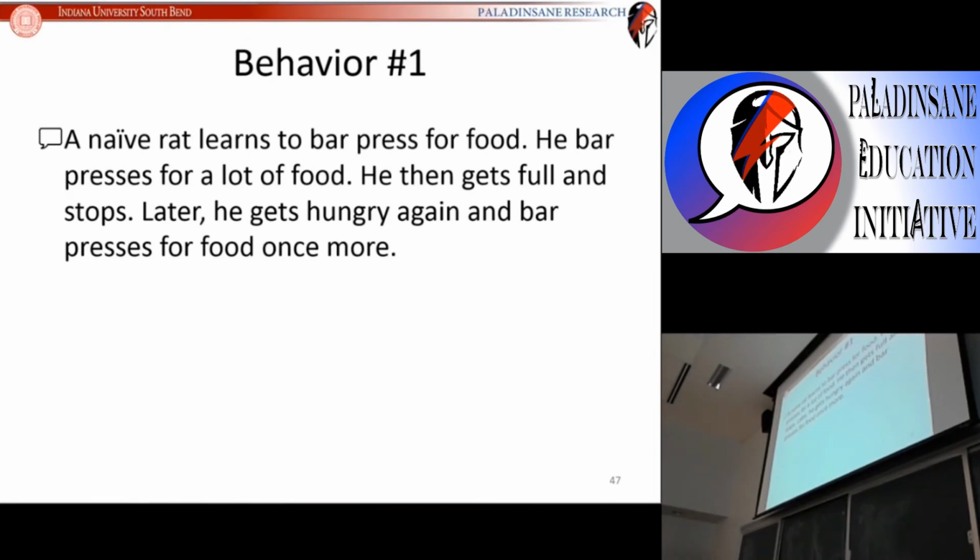So behavior number 1, we have a naive rat. So a rat that hasn't previously been put in this situation, and they learn to bar press for food. He bar presses for a lot of food. He then gets full and stops. Later, he gets hungry again and bar presses for food once more. So we have a naive rat that is learning to bar press.